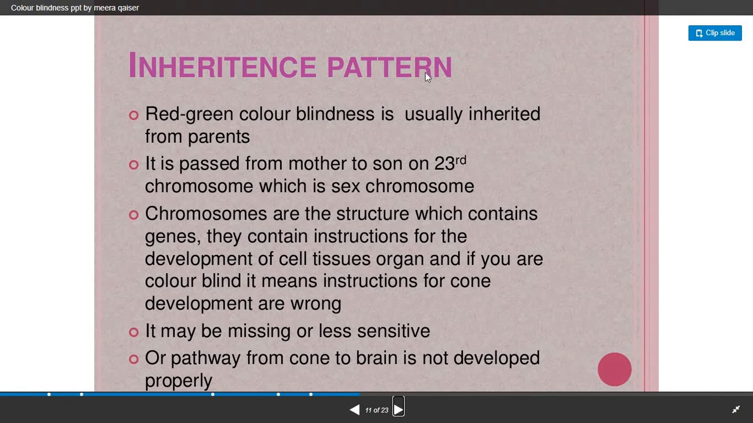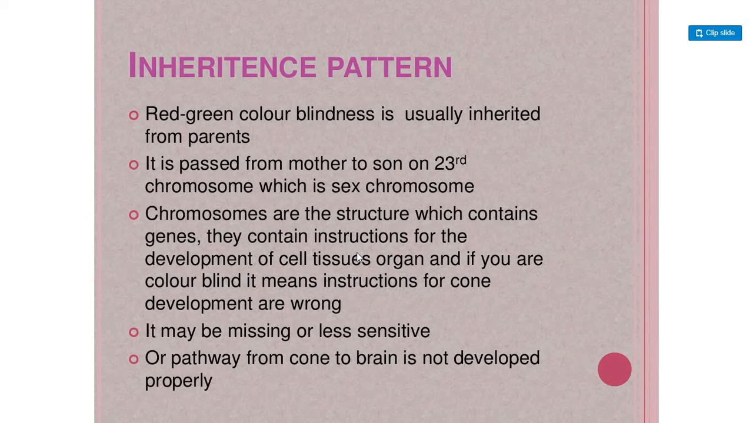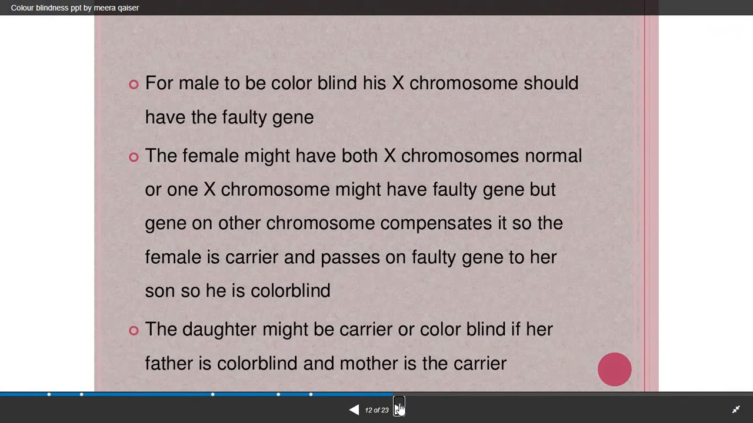Now, the inheritance pattern of this color blindness, how it happens. Red-green color blindness is usually inherited from parents. It is passed from mother to son on the 23rd chromosome, which is a sex chromosome. Chromosomes are structures which contain genes, and they contain instructions for the development of cells, tissues or organs. If you are color blind, it means the instructions for cone development are wrong. The cones may be missing or less sensitive, or the pathway from cone to brain is not developed properly. So this is how the inheritance pattern is seen in color blindness.